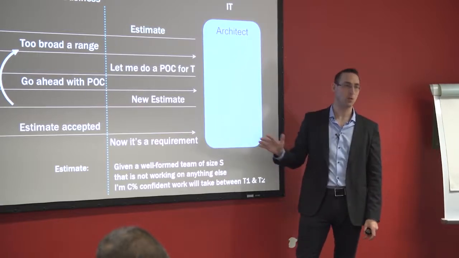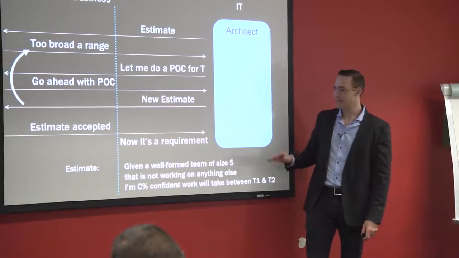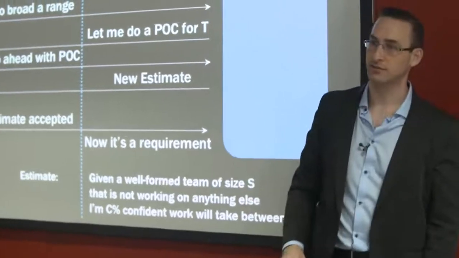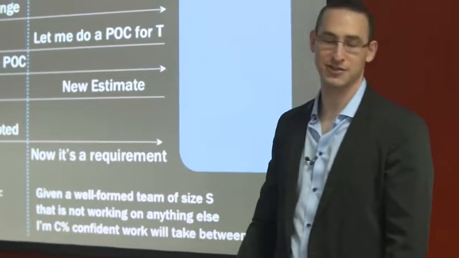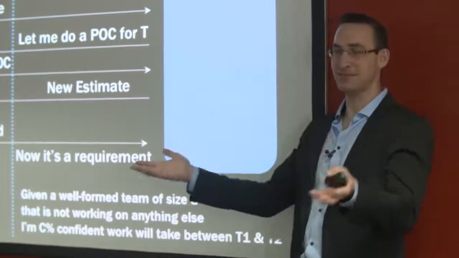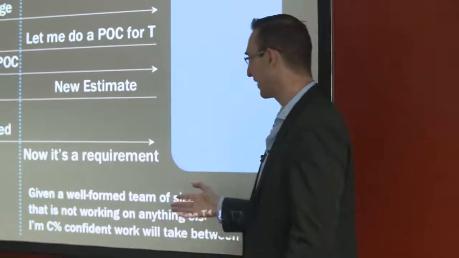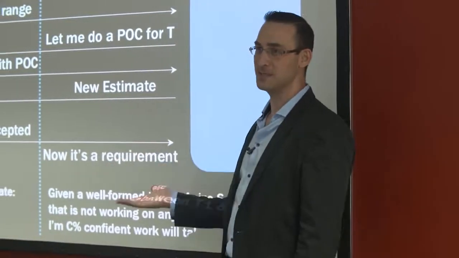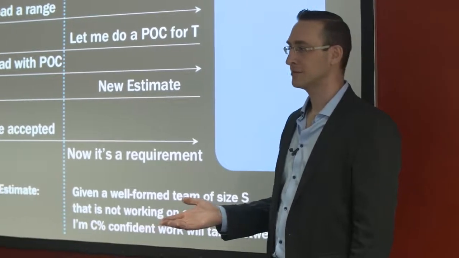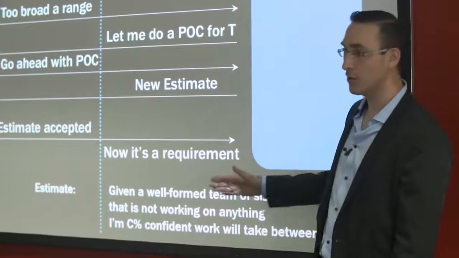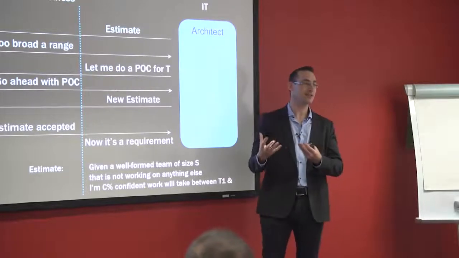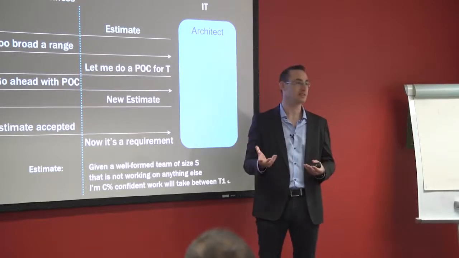Given a team of a certain size, a well-formed team. Next, that is not working on anything else. Oh, that's just crazy talk. You couldn't possibly, people not work. Otherwise, the estimate is meaningless, right? Given a well-formed team not working on anything else, then we can start to have a conversation on how long this thing might possibly take.